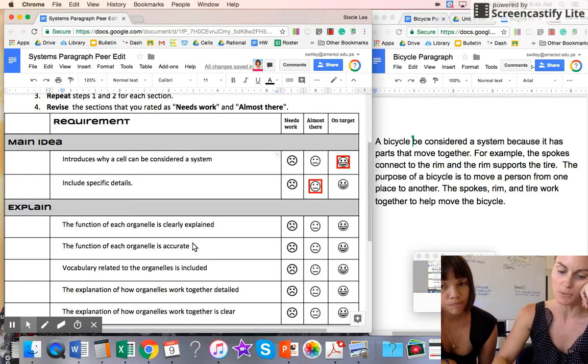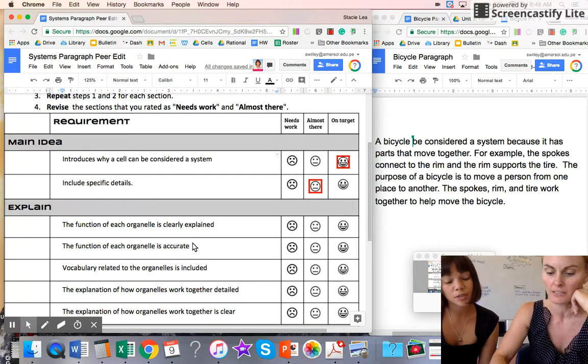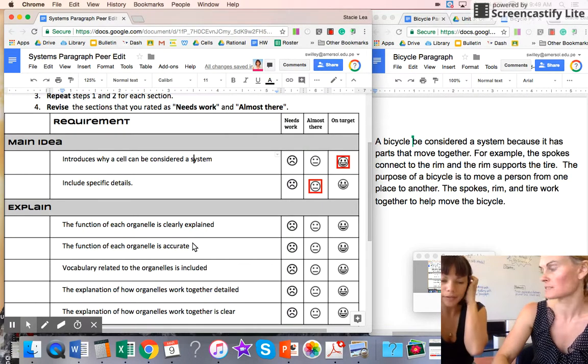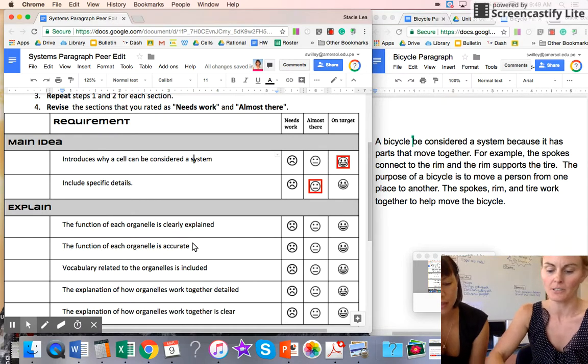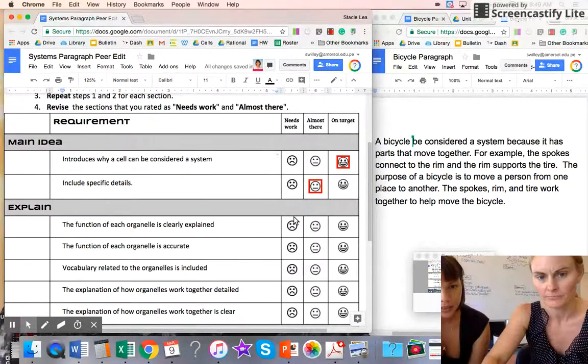Yeah, because I say the spokes connect to the rim, but I don't really say what the purpose is. Yeah, you said connect, which is good, but you haven't really said why we need spokes. Right. You haven't explained in detail what the function of the spokes are, or why we need the tire, what the purpose of the tire is. Right. So in terms of that first one, the function of each organelle is clearly explained, I would say that one needs work for sure. Okay.